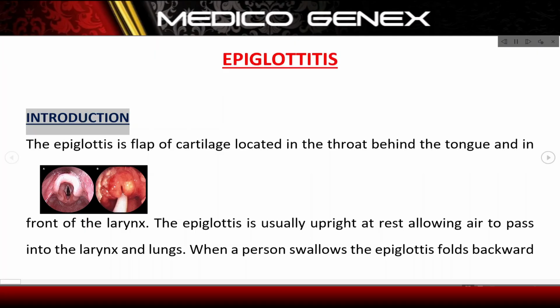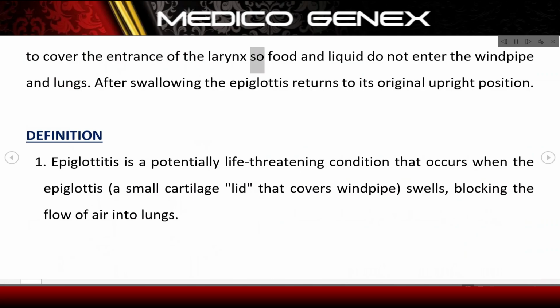Epiglottitis. Introduction. The epiglottis is a flap of cartilage located in the throat behind the tongue and in front of the larynx. The epiglottis is usually upright at rest, allowing air to pass into the larynx and lungs. When a person swallows, the epiglottis folds backward to cover the entrance of the larynx so food and liquid do not enter the windpipe and lungs. After swallowing, the epiglottis returns to its original upright position.